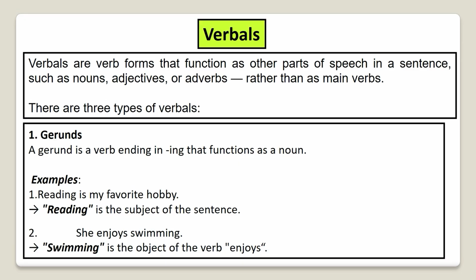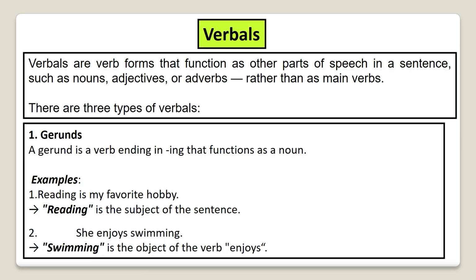They are the verbals. Basically, these verbals are of 3 types. Number 1, gerund verbal. A gerund is a verb ending with the term ing that functions as a noun. Ending in ing. For example, reading is my favorite hobby. Here, the word ing is used with read. When we add ing to read, that will be reading.